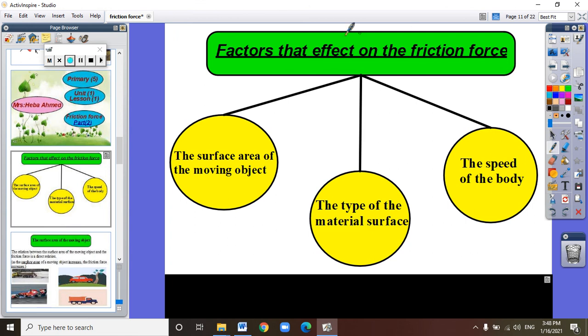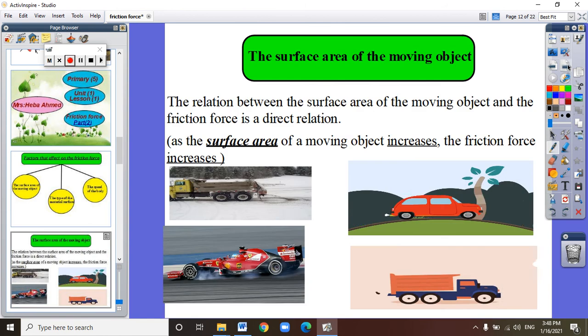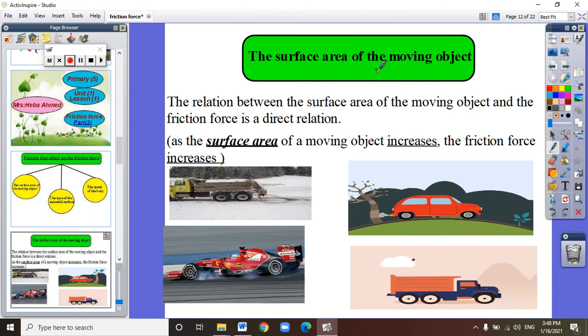What is the meaning of factors that affect the friction force? There are some factors that make the friction force increase or decrease. What are these factors? Number one, the surface area of the moving object. Number two, the type of the material surface. Number three, the speed of the body. Let's start with number one, which is the surface area of the moving object.